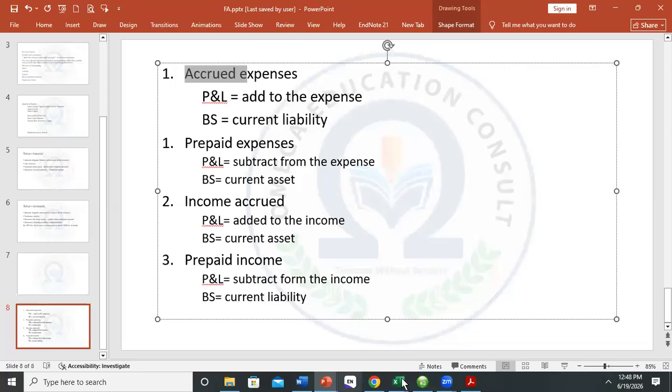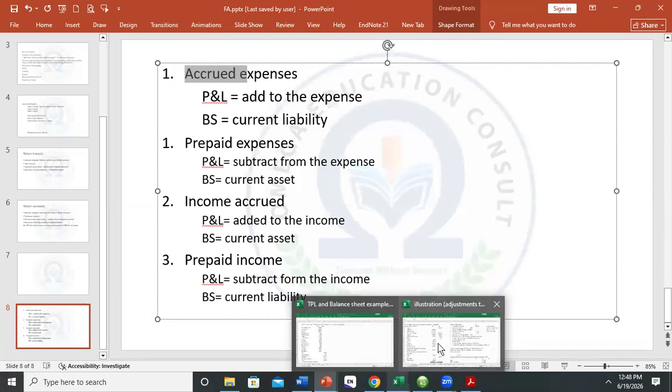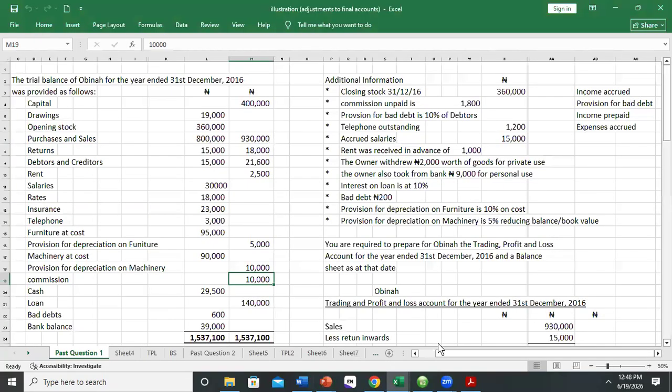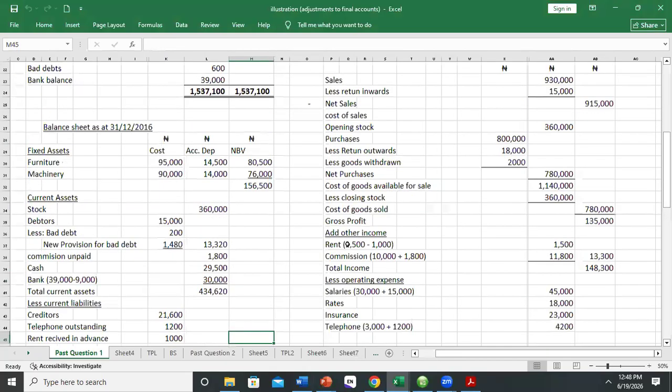Let me show you how this was adjusted in the final account. Come here with me. This is the trading profit and loss account for that question. When we go to other income, see the commission. What is happening there? We took the 10,000 which was in the trial balance, and we are adding the 1,008 which we were told has accrued. So we have added it to the income.